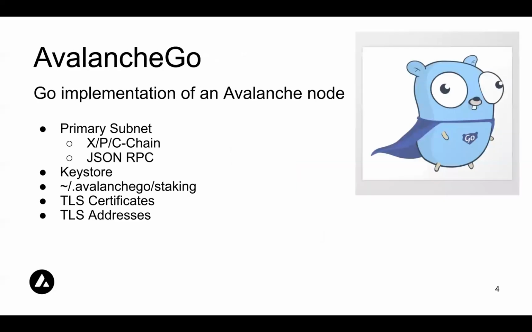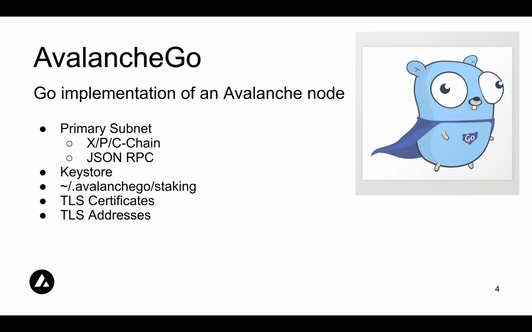Okay. So now let's actually dig into some of the technology for the Avalanche developers. We want to start with Avalanche Go, right? Avalanche Go is the reference implementation of an Avalanche full node. And as you might imagine, of course, it is written in Go, and it contains the full breadth of functionality which is available on the Avalanche platform, including the primary subnet, which consists of the X chain, the P chain, and the C chain. And there is a JSON RPC for each chain.